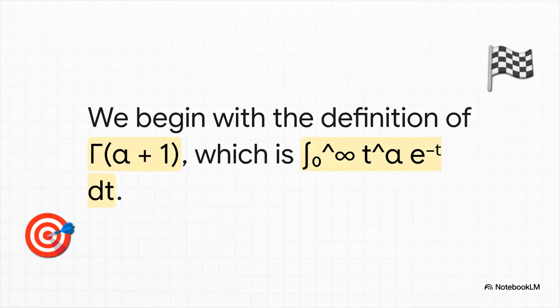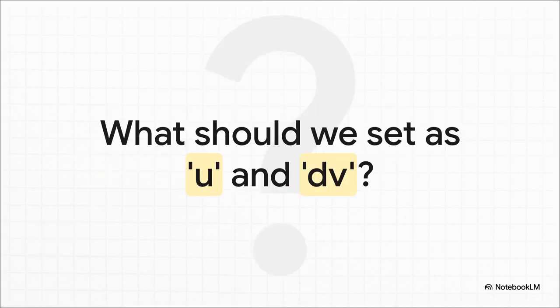So, naturally, we start with the left side of the equation we want to prove. Using that definition we just talked about, gamma of alpha plus 1 is the integral from 0 to infinity of t to the power of alpha times e to the minus t. Okay, now here comes the most important part of any integration by parts problem. We have to break this integral into two pieces, a u and a dv. I mean, the entire success of this proof really hinges on making a smart choice right here. So what's it going to be?